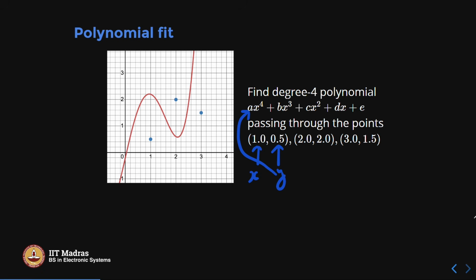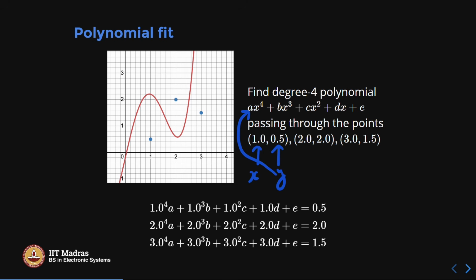And surprisingly, maybe not very surprisingly, these three conditions, the fact that when x is 1, y has to be 0.5, when x is 2, y has to be 2, when x is 3, this polynomial has to evaluate to 1.5, end up being linear conditions in the coefficients of the polynomial, right? I don't know a, b, c, d, e. I have to find a, b, c, d, e such that this condition is satisfied. It passes through these 3 points.